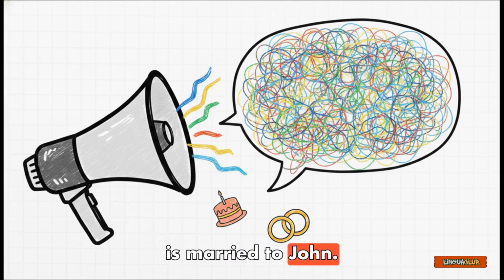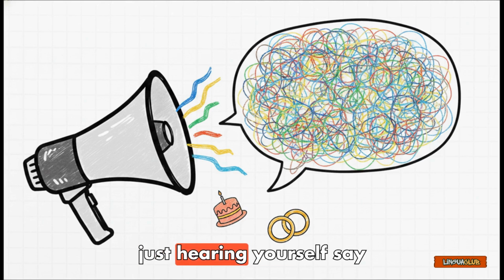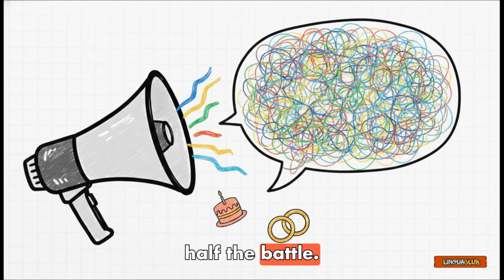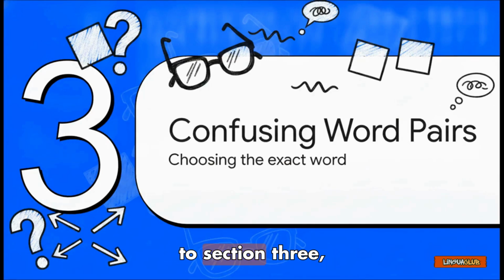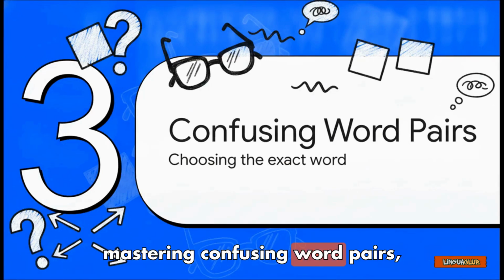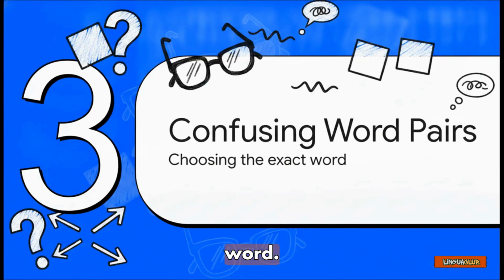She is married to John. They are married to each other. Great work. Honestly, just hearing yourself say it correctly is half the battle. Moving right along to Section 3, mastering confusing word pairs, choosing the exact right word.